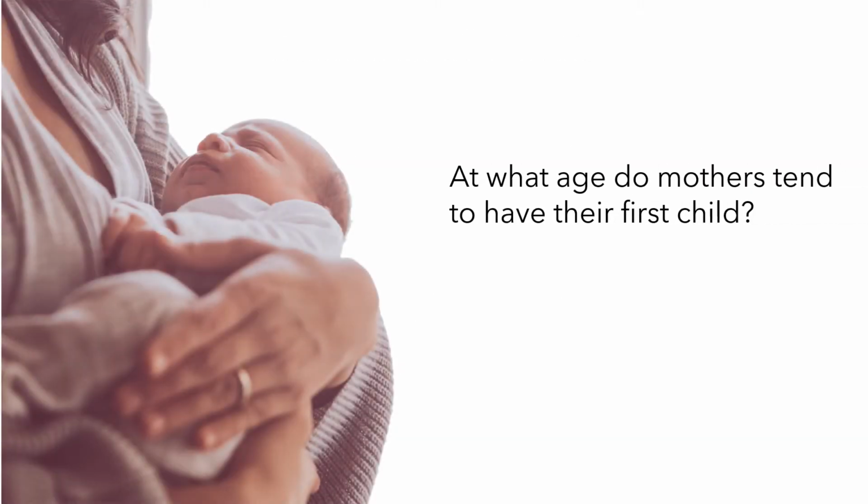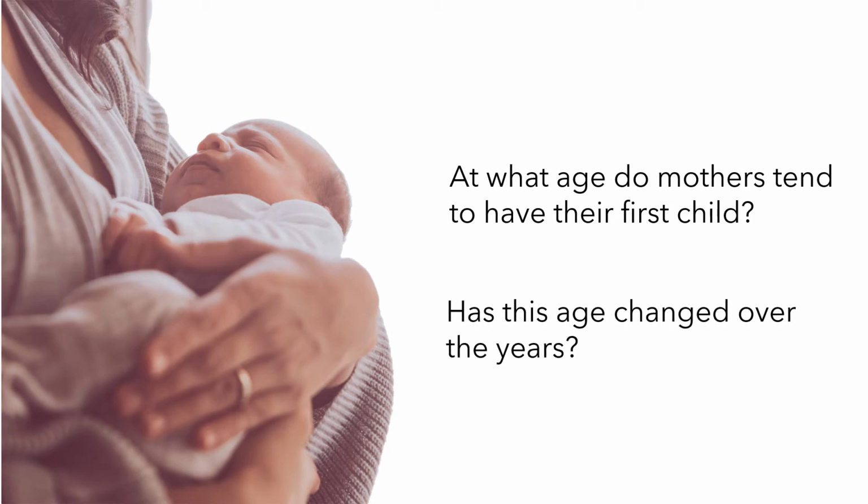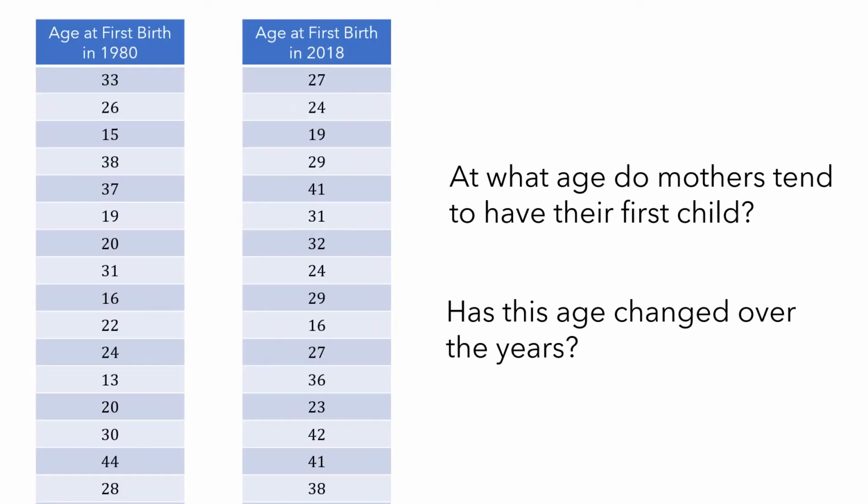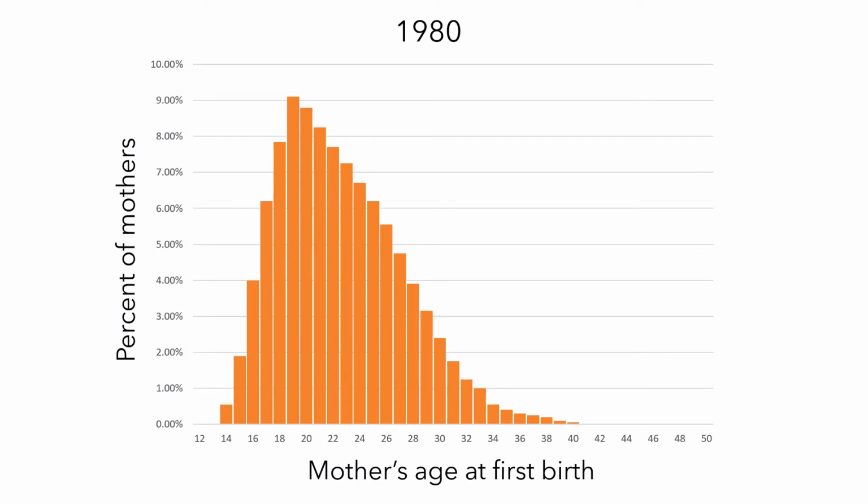Our two research questions were, at what age do mothers have their first child, and has this age changed over the years? And we had data from 1980 and 2018 of mothers' ages when they had their first child. Here is a histogram for the data from 1980, and the mean was 22.6 years. This looks a little larger than what your eye tells you might be typical.